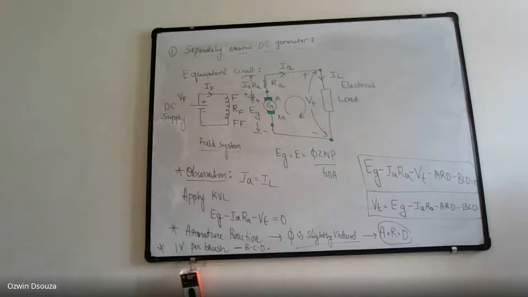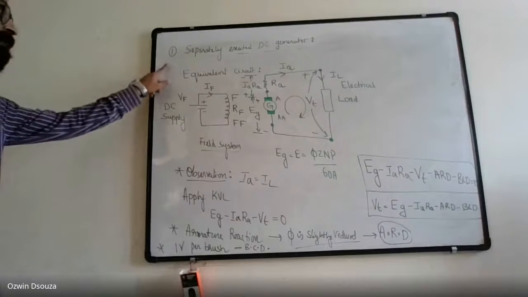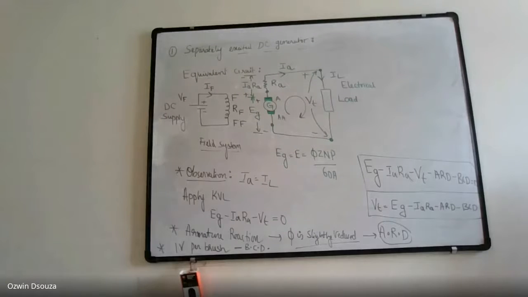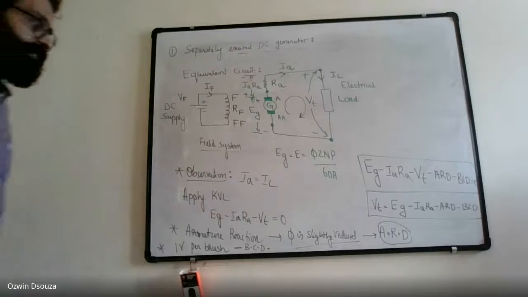So what we have done so far is complete only one particular equivalent circuit. In the next class, let us look at the equivalent circuits of a self-excited DC generator.